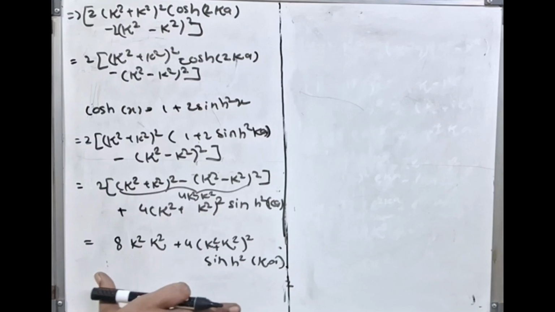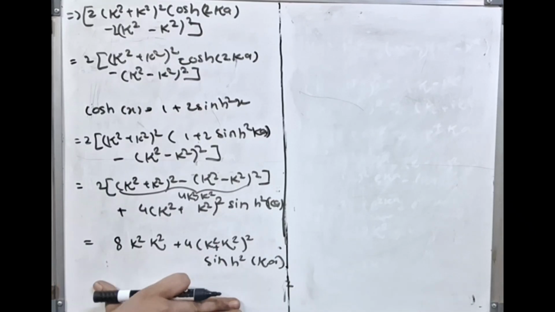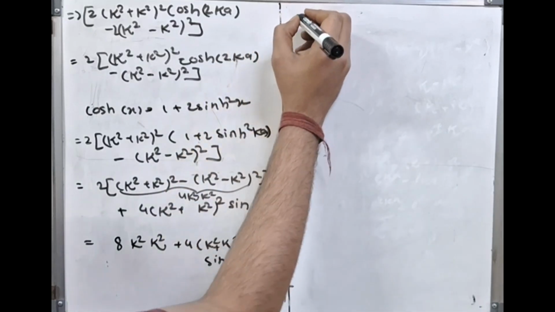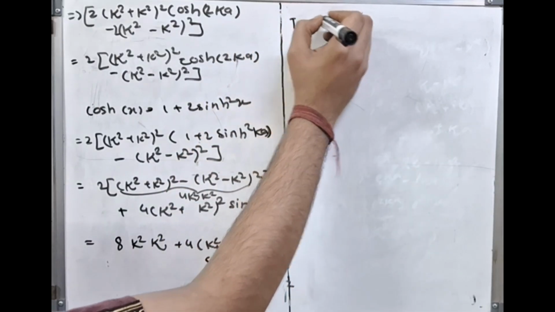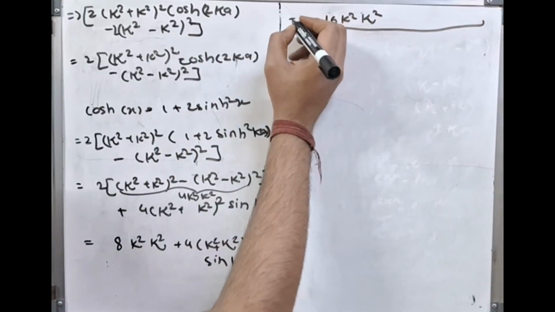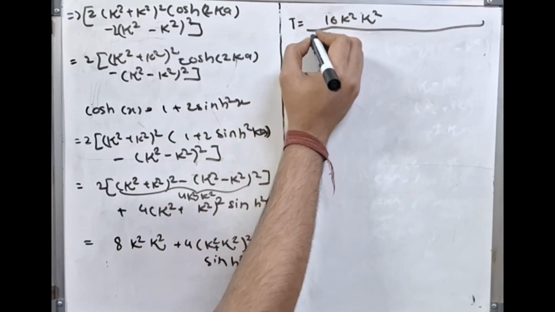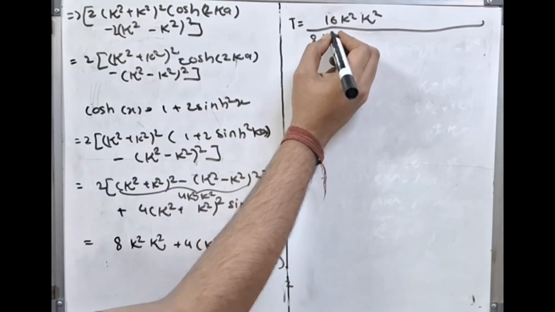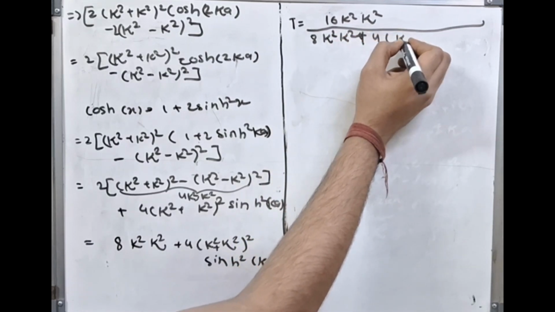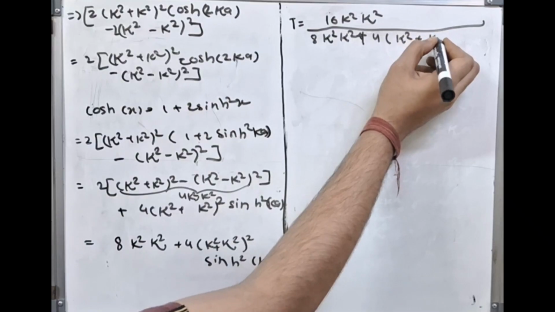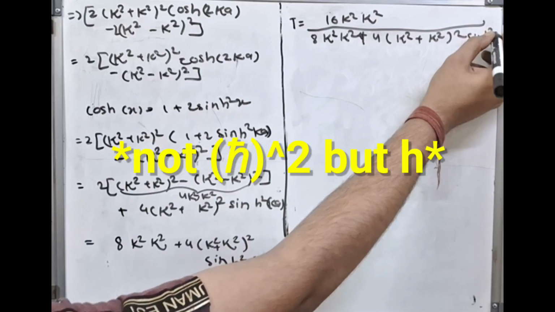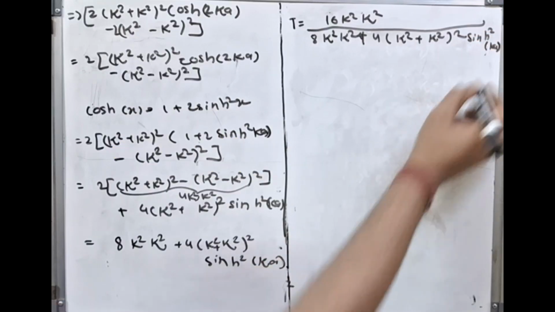Now we have our denominator. We are going to substitute this into T. It took so long. If we substitute this into T, my T is going to be 16k²κ², which we already got before, over 8k²κ² plus 4(k² + κ²)² sinh² κa.